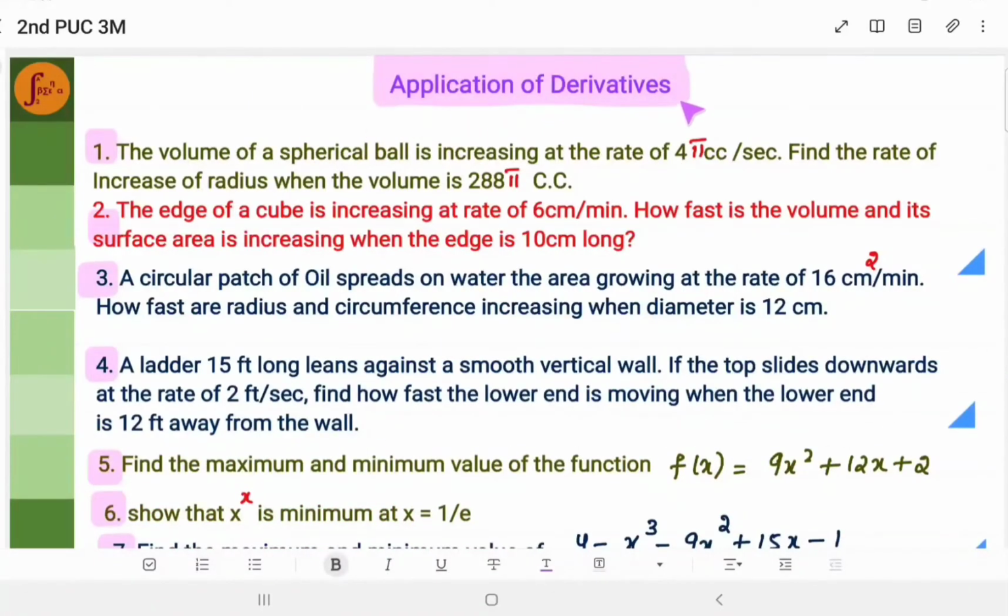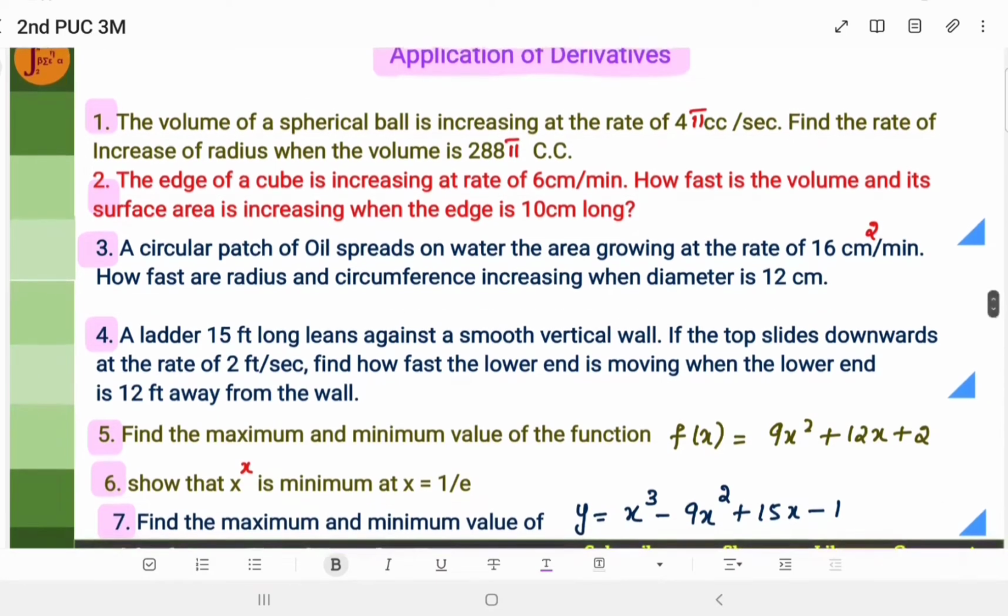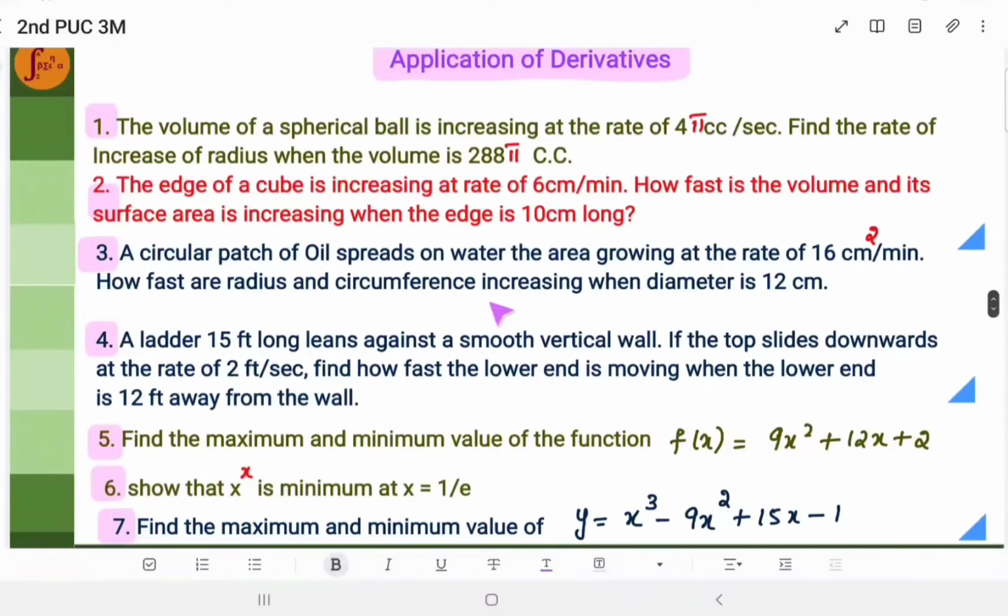Next one is application of derivatives. Now, this is similar to the 2 marker problems. You will see an overlap between 2 marker and 3 marker. The problems seem to be similar. So if you can understand the concept of application of derivatives, I think 2 marker and 3 marker both will be easy. These are the list of questions here from application of derivatives.